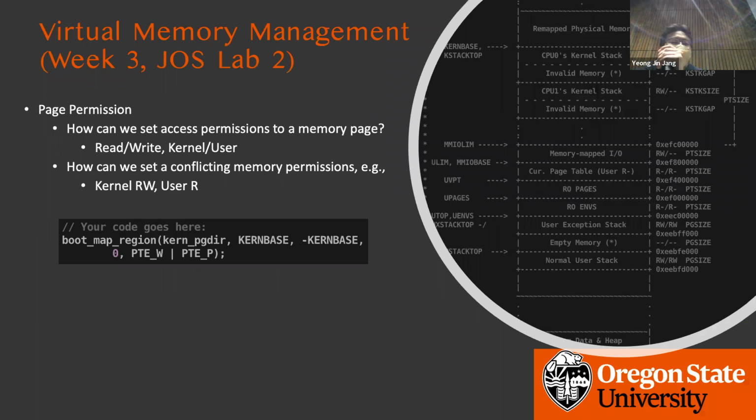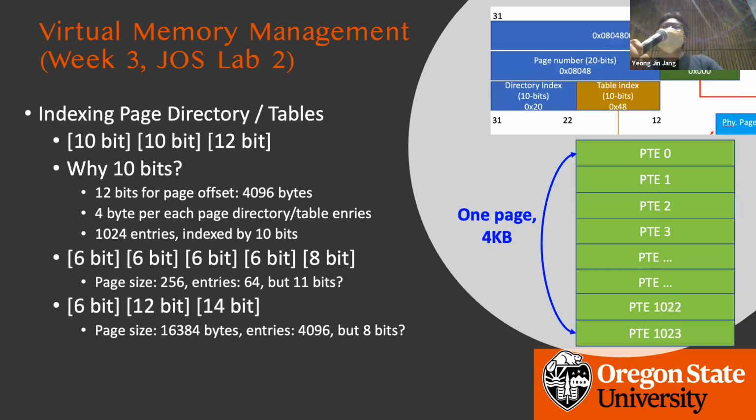And then in week 3, we implemented the virtual memory layout. After you implement the boot map region, you know how to set memory as readable, writable, user, that kind of thing. Based on this memory layout, you implement the entire virtual memory layout for the jobs. And then we need to manage the translation of the page table, which requires accessing the page directory and page table. A page is 4 kilobytes.